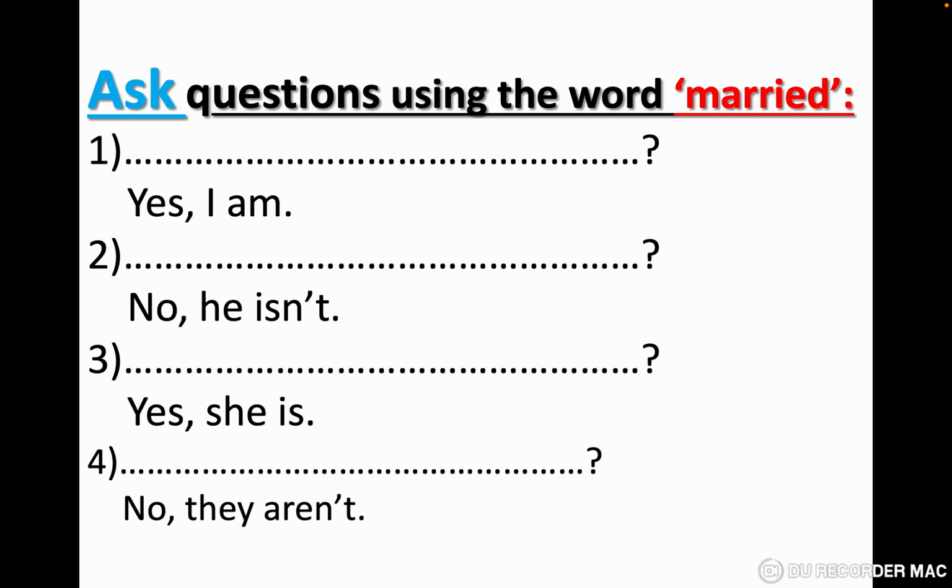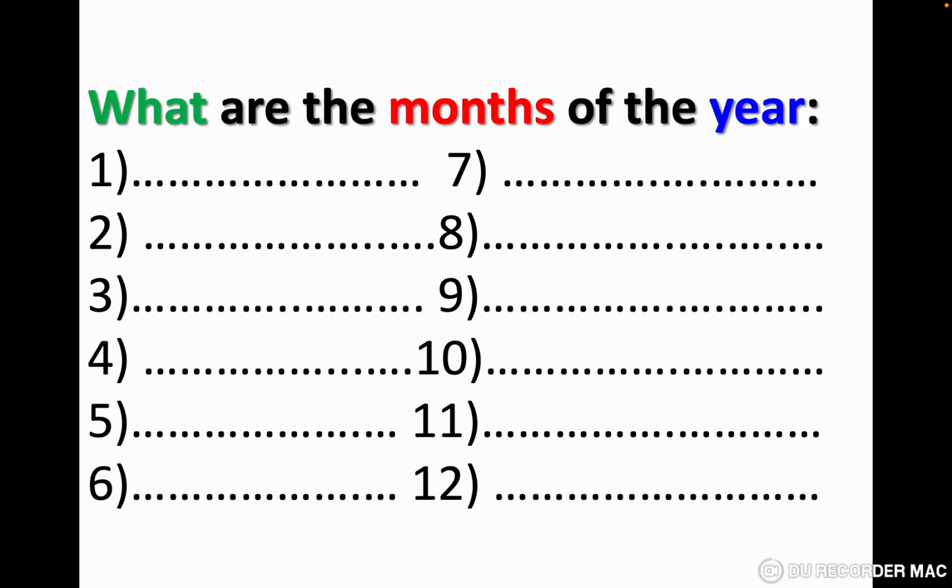Number 2. No, he isn't. So what is the question with the word married? Number 3. Yes, she is. So what is the question with the word married? And the last question, number 4. No, they aren't. So what is the question with the word married? When you have finished writing all these 4 questions, you can go to the next slide. Let's go to the next slide.